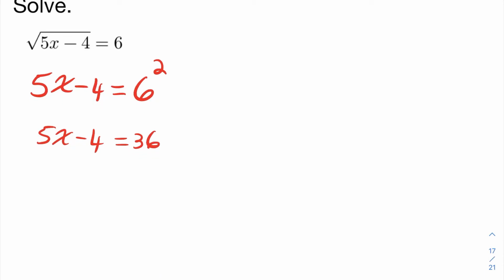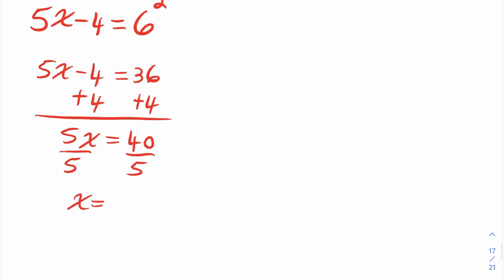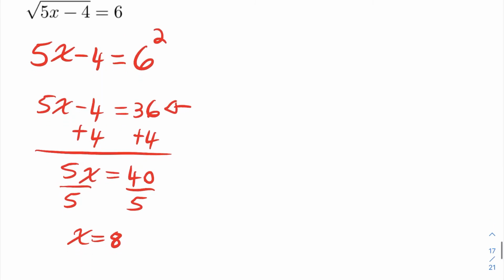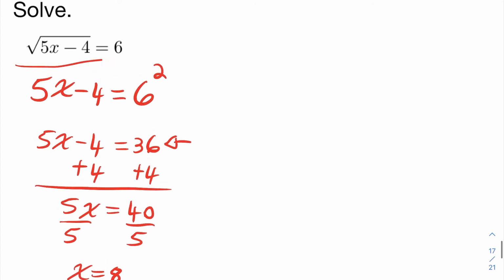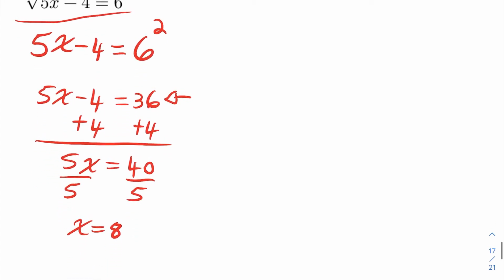And then this is a two-step equation to solve. You add 4 to both sides, you get 5x is equal to 40, and then you divide both sides by 5 to get that x equals 8. So that's the solution to this equation right here. And we just know that the solutions to the original equation are among the solutions to that new equation. So we do have to check.